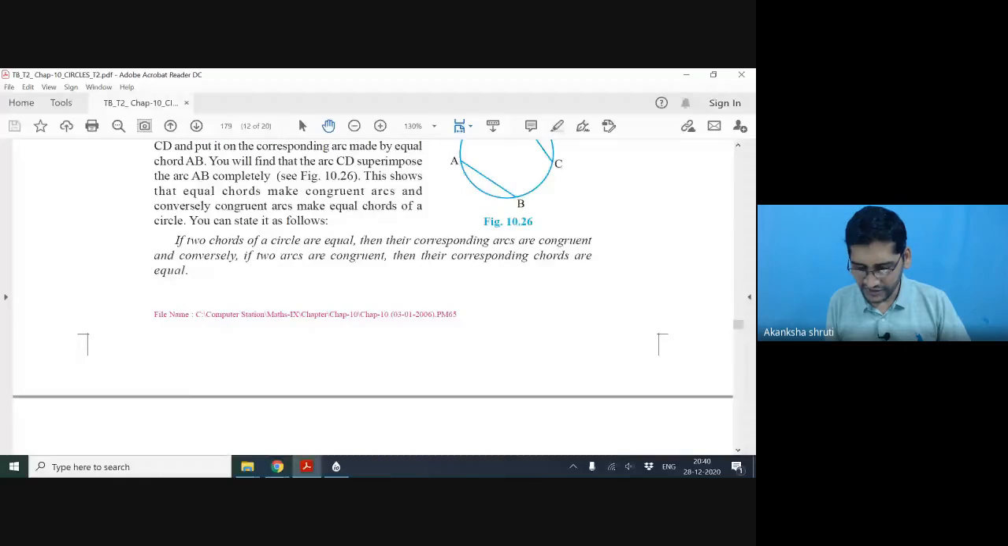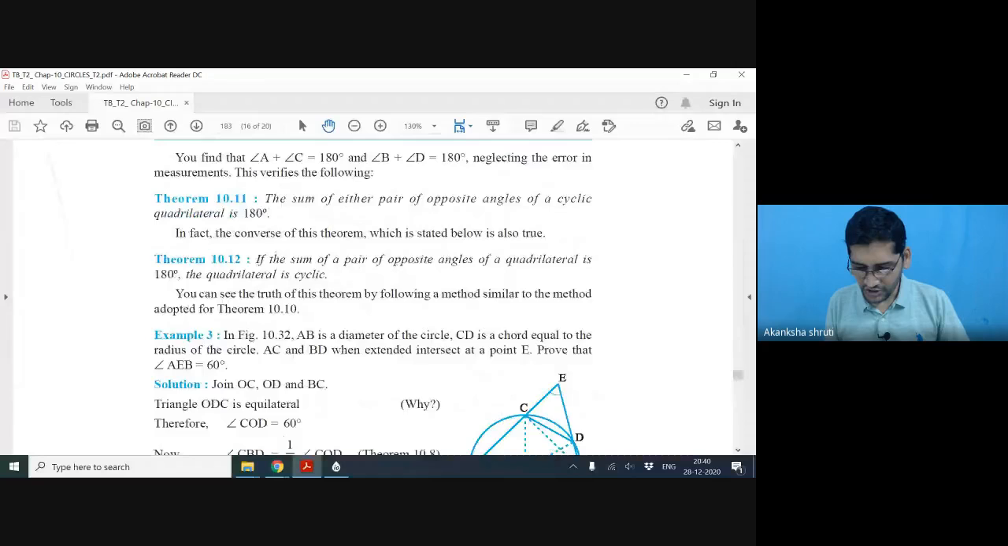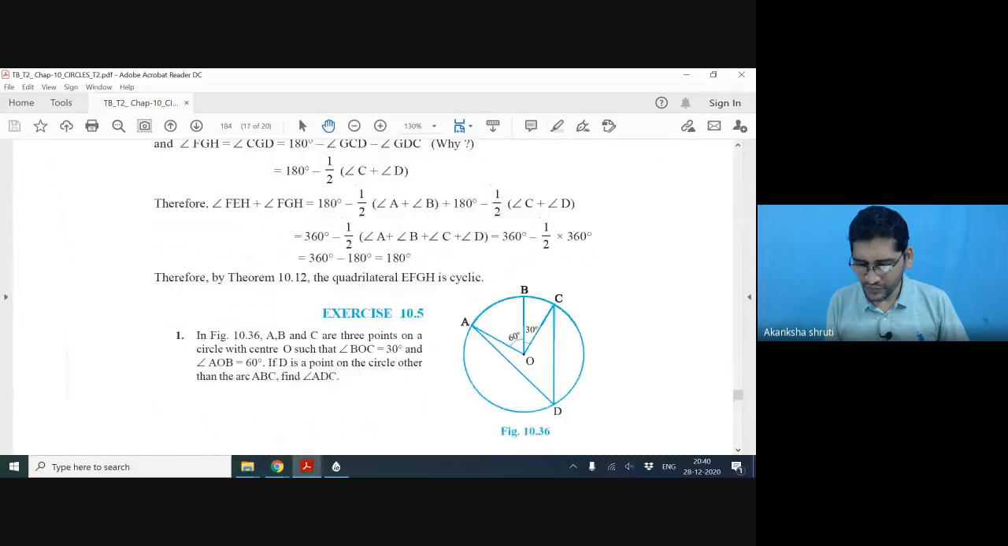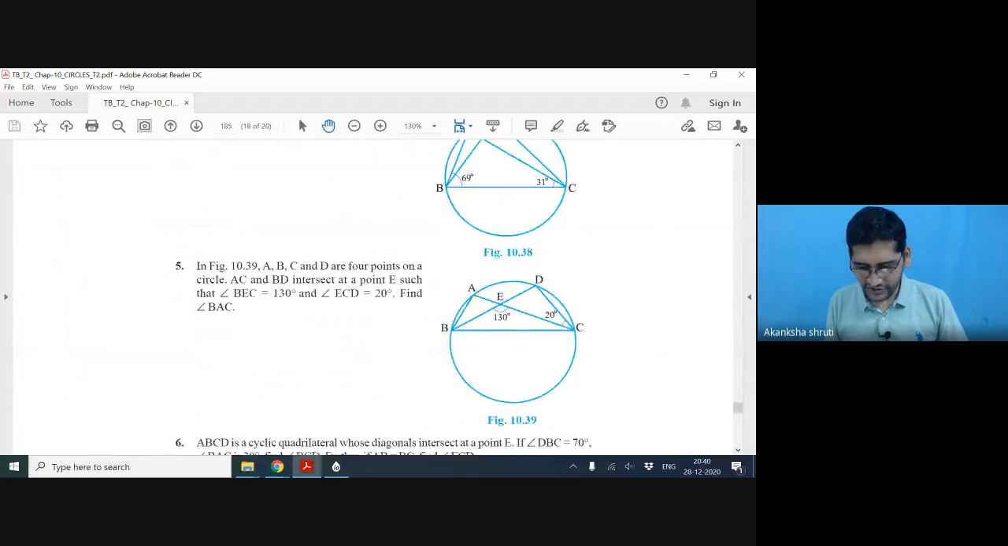10.4, some of the questions I will solve tomorrow. Then 10.5 is the most important. In this, up to 5 questions we have already done.